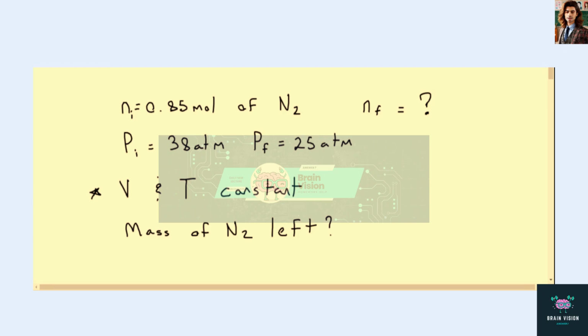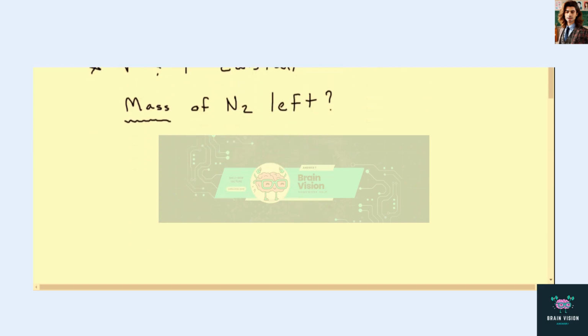So first thing to notice is that we don't have to solve for mass right away. We could first figure out the number of moles, which is what the ideal gas law will deal with, and then just convert to mass. So let's start from the ideal gas law, PV equals nRT.